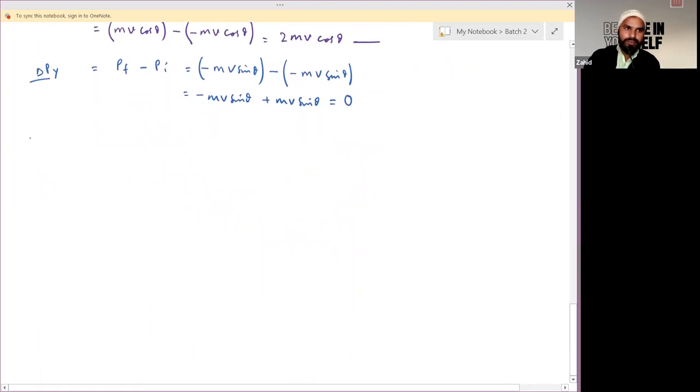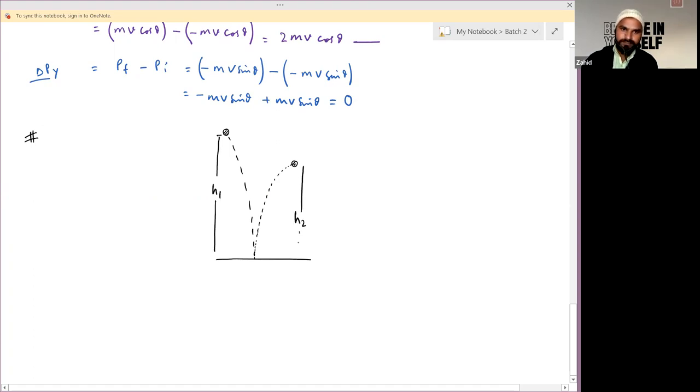Now I'm giving you one more problem related to this. Suppose there is a surface and a ball from this point is allowed to fall on it and will get reflected to this height. So this will be H1 and this will be H2. We have to find change in linear momentum in this entire process. So how to solve it?